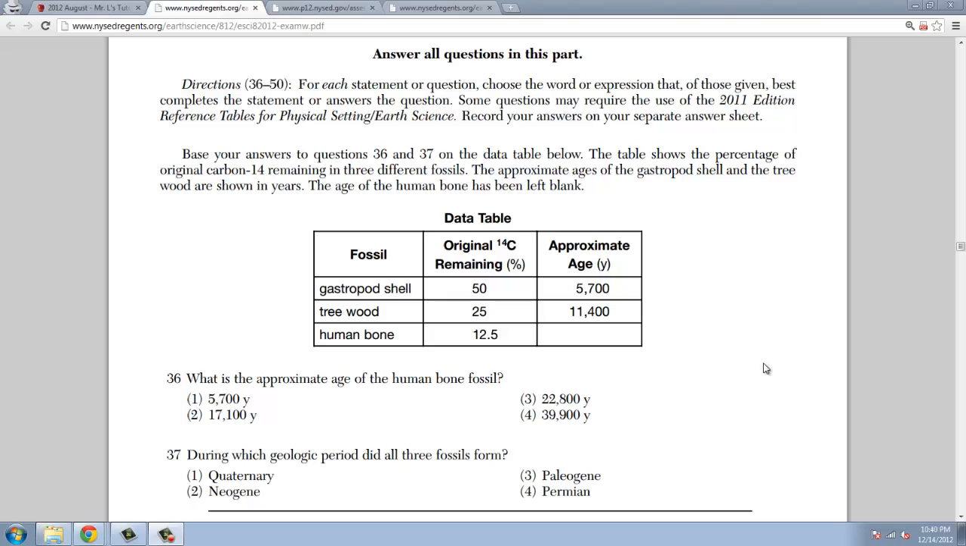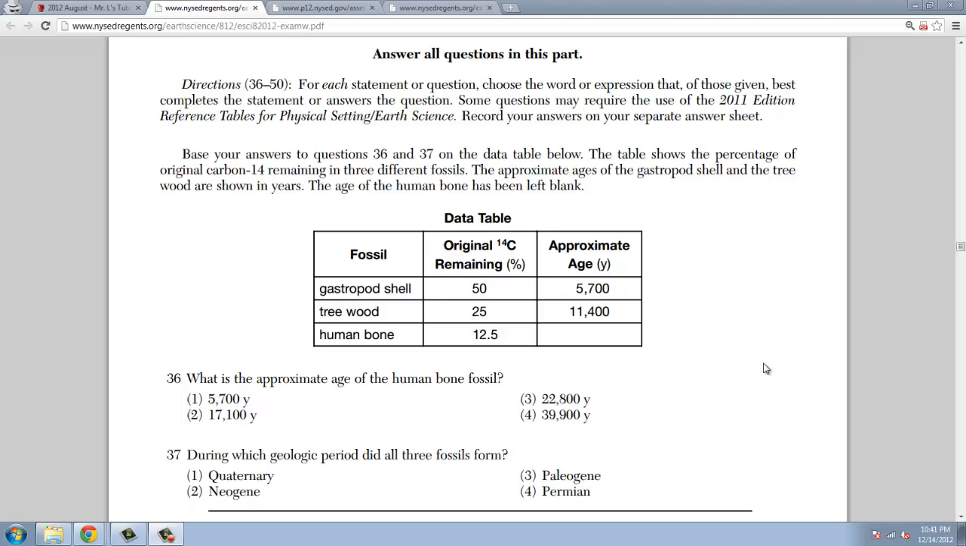There are so many students that will answer 36 and think that that chart there is only for 36 and then move on to 37 and not use the chart. So let me read the top first. Base your answers to questions 36 and 37 on the data table below. The table shows the percentage of original carbon-14 remaining in 3 different fossils. The approximate ages of the gastropod shell and the tree wood are shown in years. The age of the human bone has been left blank.